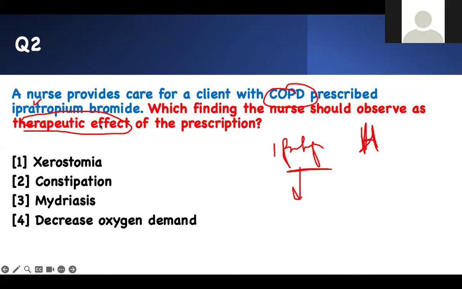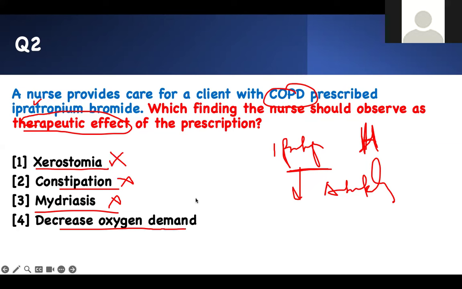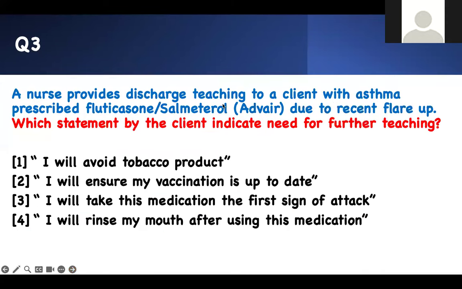At the same time, you have to know what ipratropium is. It's an anticholinergic, right? If I give it to you, xerostomia, the dry mouth, is not a therapeutic effect. It's a side effect. Constipation is a side effect of anticholinergics. Mydriasis, dilation of your pupil, is a complication of anticholinergics. Decreased oxygen demand means you're not requiring more oxygen, so you do much better. You don't even need oxygen because I gave you ipratropium. So this is a therapeutic effect. That's test-taking strategy and content mastering, the Adapt NCLEX way.